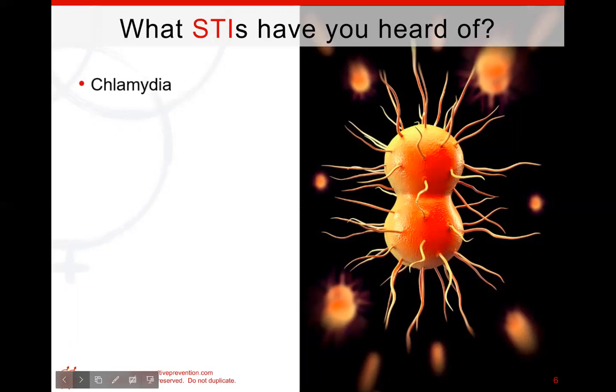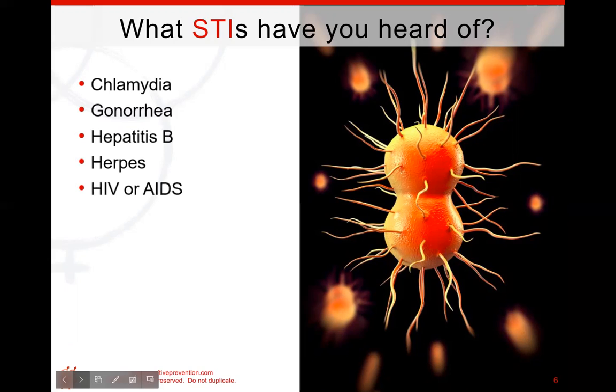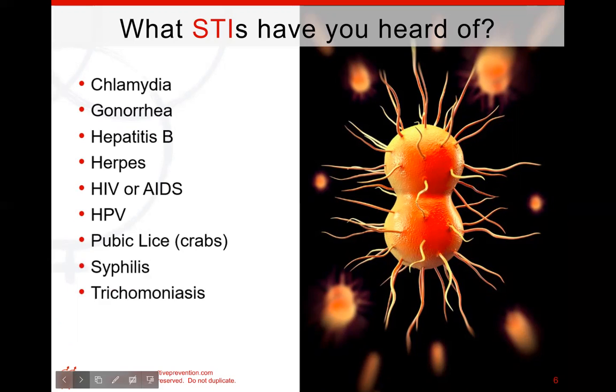So these are the STIs that actually exist. We have chlamydia, gonorrhea, hepatitis B, herpes, HIV or AIDS, HPV, pubic lice, also known as crabs, syphilis, trichomoniasis, and Zika. So some of you are probably wondering, well, some of those, I didn't even know were STIs. Well, yeah, they all are. If you don't know what certain acronyms mean, like HIV, AIDS, HPV, that's completely fine. We're going to talk about all these STIs.